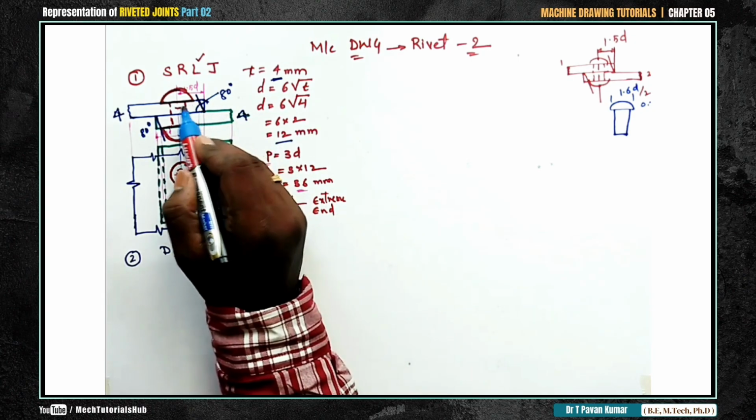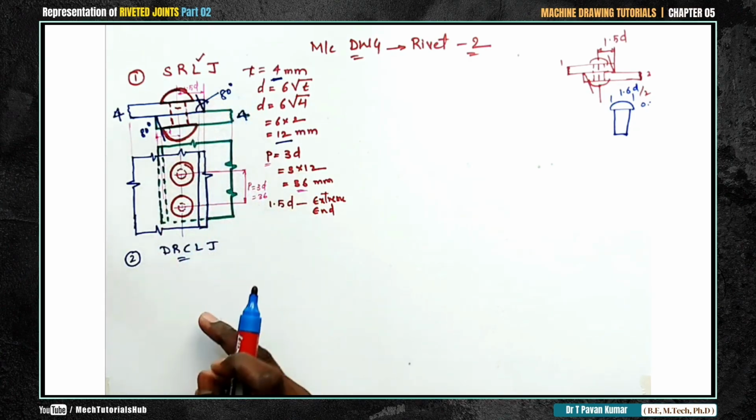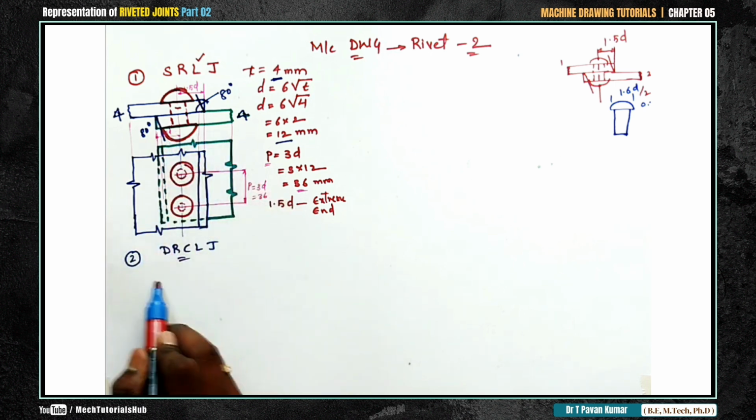That is the only difference. For example, beside this there will be one more rivet placed at a distance of 1.5d. One more rivet is placed at a distance of 1.5d from the first rivet. That is the only difference between these two. Fine, so that we'll see now. I'll quickly make a note.